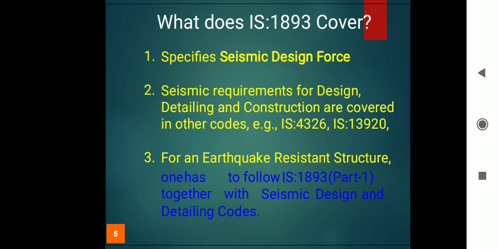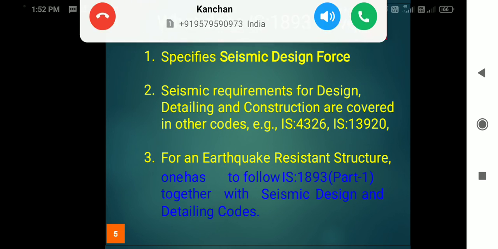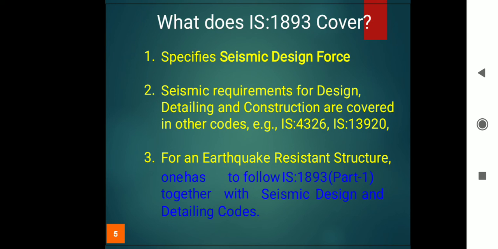The third modification is that response spectra are now specified for 3 types of founding strata, depending on the soil strata available at the site. Then the empirical expression for estimating the fundamental natural period, that is Ta, of multi-storeyed buildings with regular moment resisting frames has been revised.